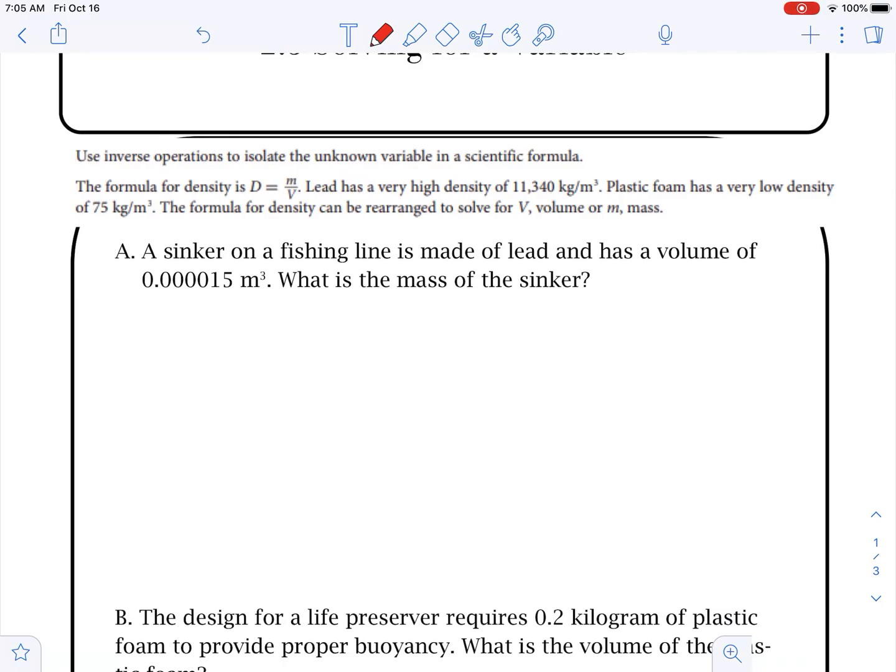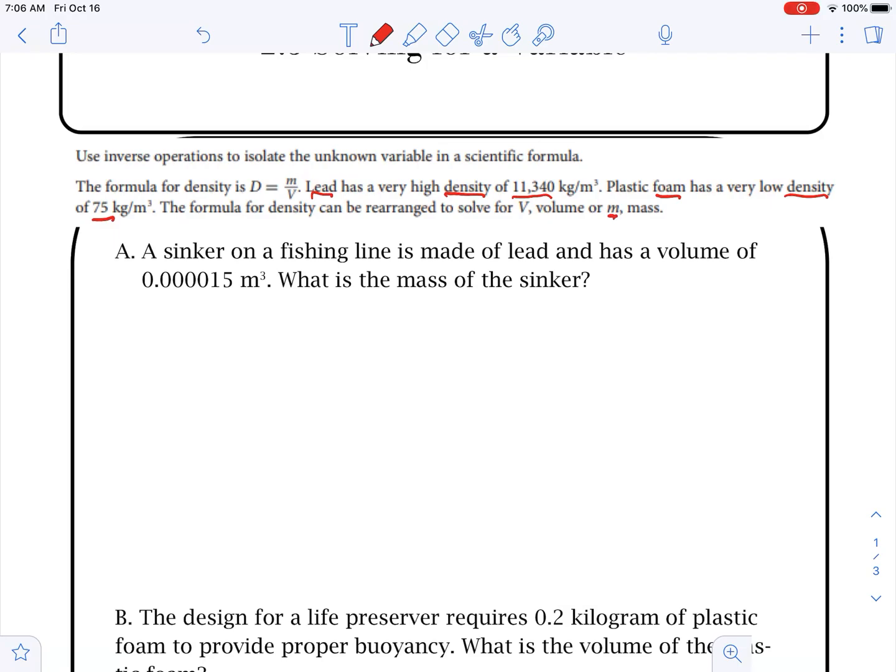So they give us a formula for density. Density is equal to m over v. Well, what does m stand for? M is our mass, and V is our volume. They say lead has a high density of 11,340 kilograms. So this is the density for lead. And then plastic foam has a very low density. For foam, we have a density of 75. So we're going to use these as we go through.